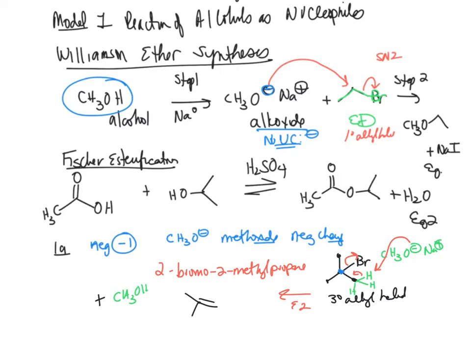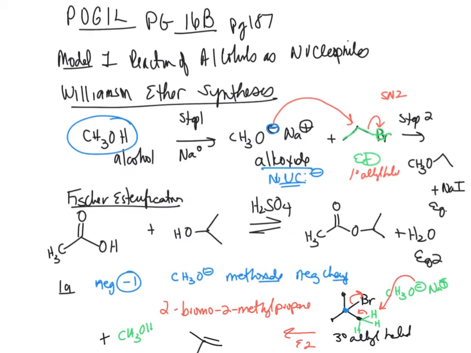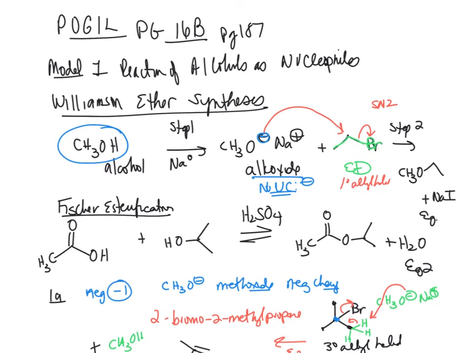Okay, so now we're on 2. We're going to look at the Fischer esterification questions. Okay, it says circle the alcohol. We're going to label the carboxylic acid. Okay, so here's your alcohol. And then label the carboxylic acid. So here's your carboxylic acid in the Fischer esterification.